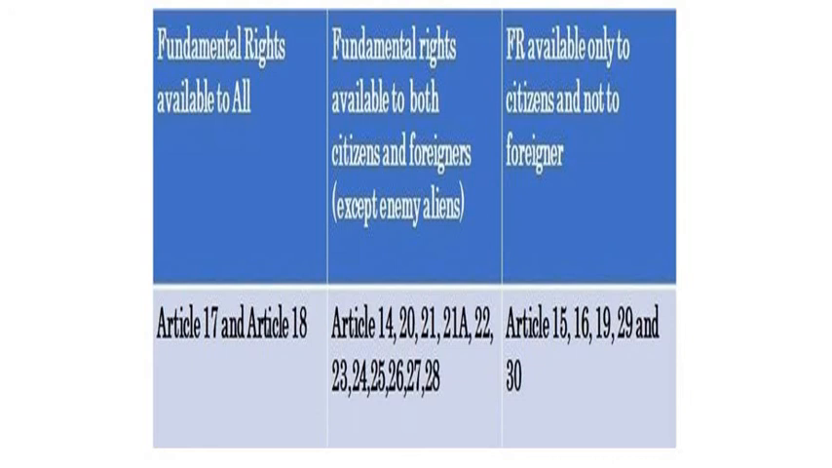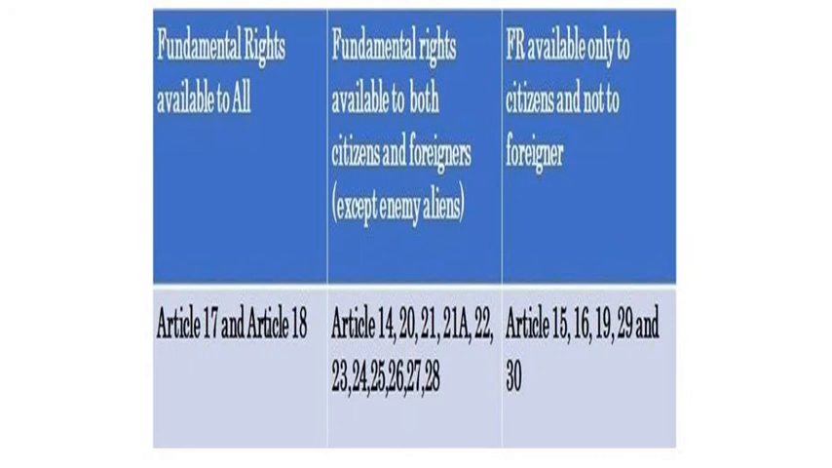Then the fundamental rights available to both citizens and foreigners except enemy aliens. That means we know the enemies of India, they are not applicable to them. Articles 14, 20, 21, 21A, 22, 23, 24, 25, 26, 27, 28. These are applicable to the citizens as well as the foreigners except enemy aliens.